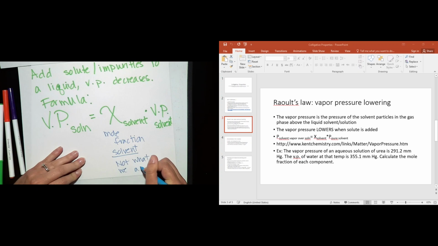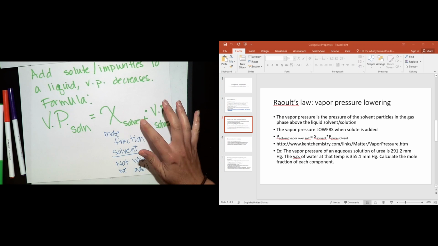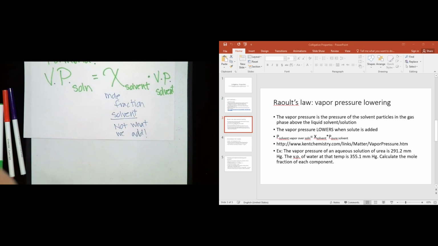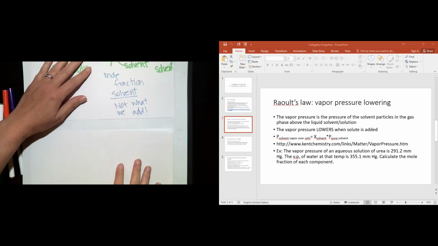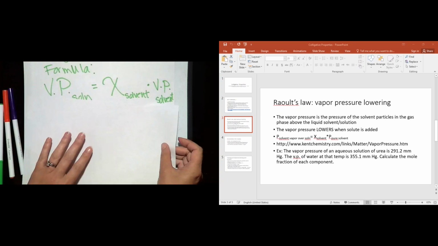This is the biggest mistake that students make on exams, is they'll think that that's the mole fraction of your solute. So this should be a pretty big number, close to 1. Usually it's more than 0.5, more than a half. The other way I remember this is, okay, the mole fraction of the solvent is going to go down the more I add, right? The mole fraction of the solvent.